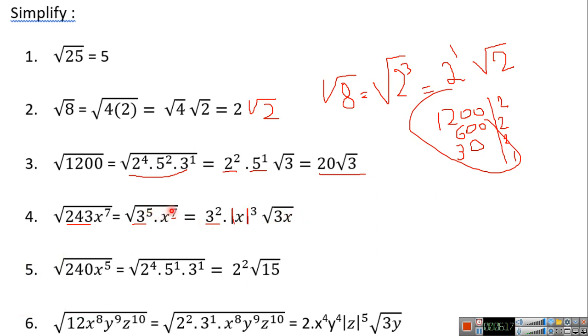If you want to do it from now on, if the power is odd, one power 1 remains inside the square root, and the quotient, for example 5 divided by 2, the quotient is 2, will be outside. 7 divided by 2 is 3, the quotient outside, and if it's odd, one thing remains inside. 240, this is the prime factorization. Here I forgot to put x power 5. Here I have x power 5 inside.